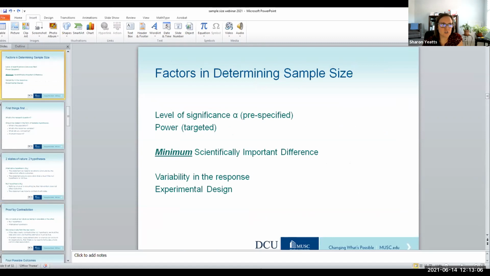There are lots of factors in determining sample size, and we're going to talk about all of these today to varying degrees. We're going to start by talking about some of the statistical concepts that I hope you all are familiar with, but we'll talk about them just in case, as they are relevant to how we talk about sample size. We're going to talk about that minimum scientifically or clinically important difference. We're going to talk about the variability in the response, and we're going to talk about the experimental design and how those things play a role.